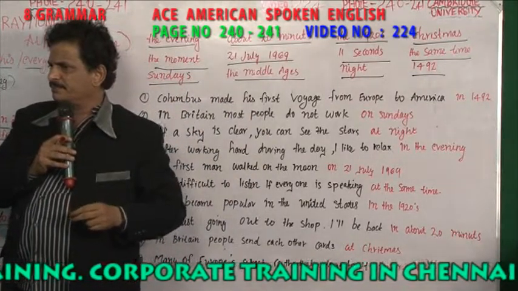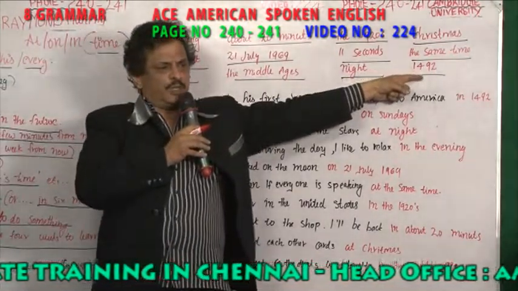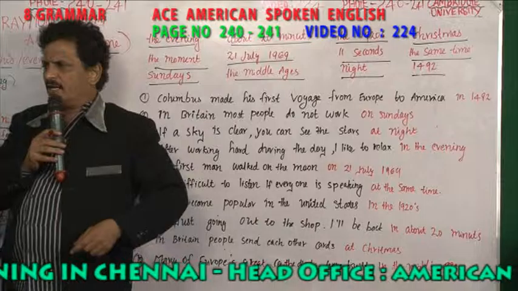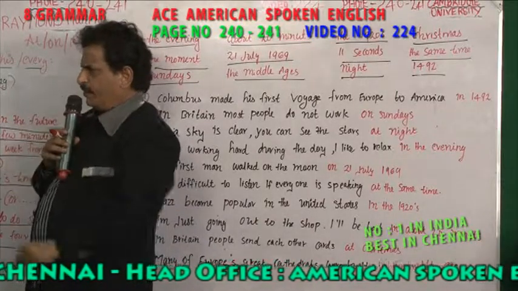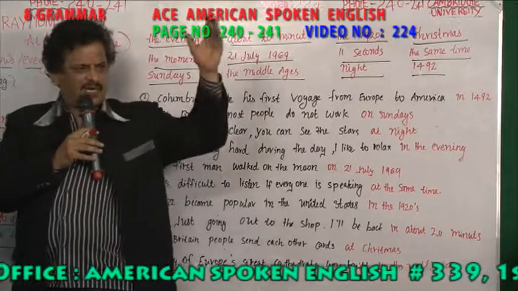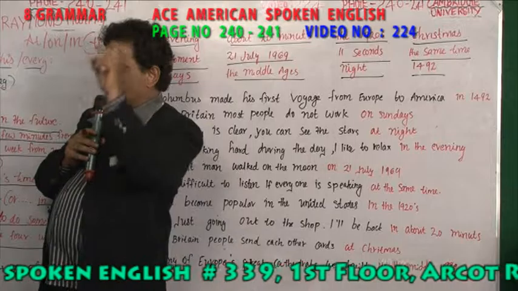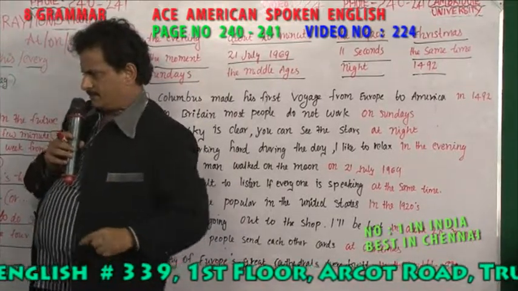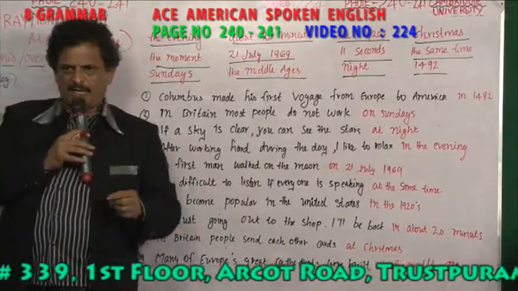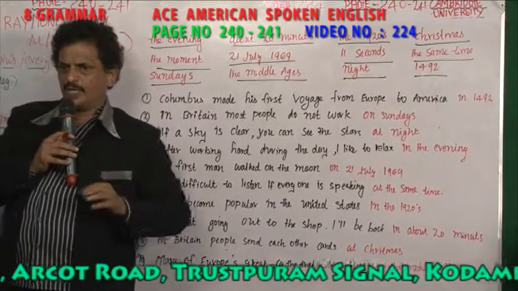Got it, sir? For example, 1492, what preposition do you use? In or on or at? In. In summer or on summer or at summer? Summer is a longer duration, 3 months it takes. So you have to use in summer. Got it? Wherever the time frame is longer, there you are using in.